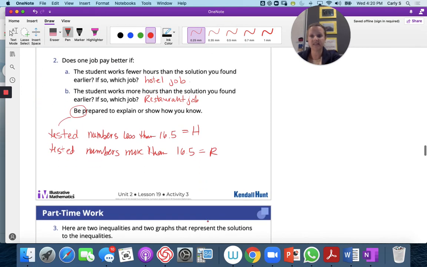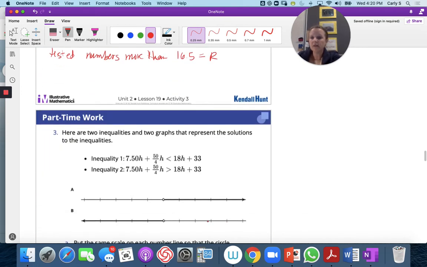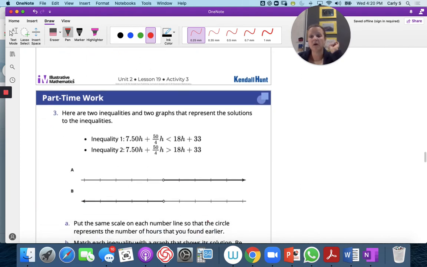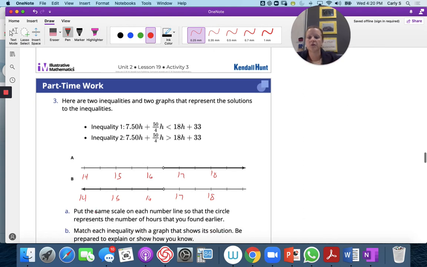Okay, I just tested. So here are two inequalities and two graphs that represent the solutions to the inequalities. Inequality 1 is with less than. Inequality 2 is greater than. So put the same scale on each number line just like we did before. 16, 17, 18, 15, 14, and that's going to be for both of them because we want to compare both of them. So the circle represents the number of an hour.